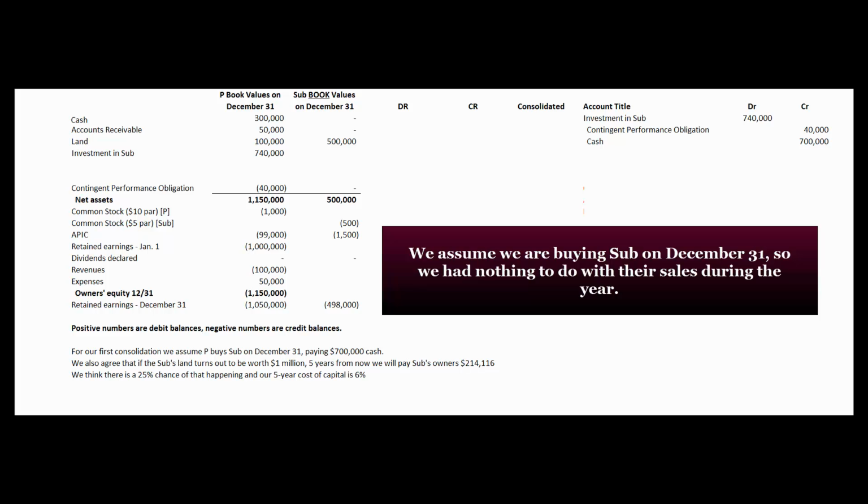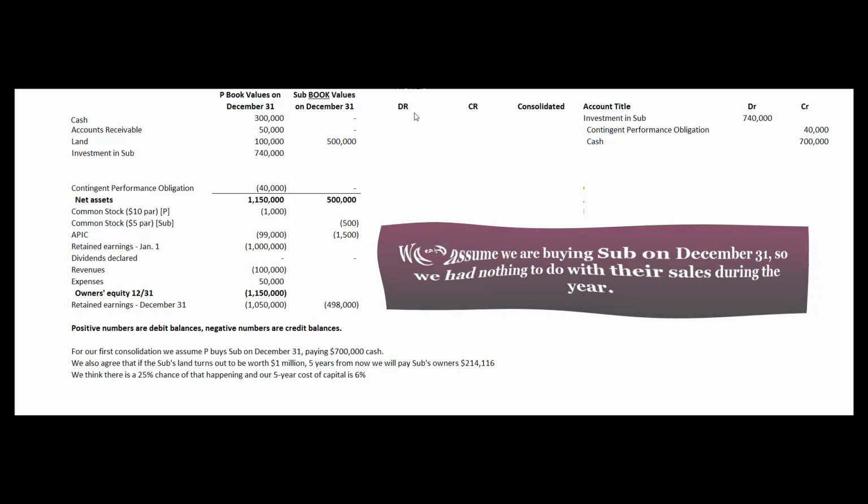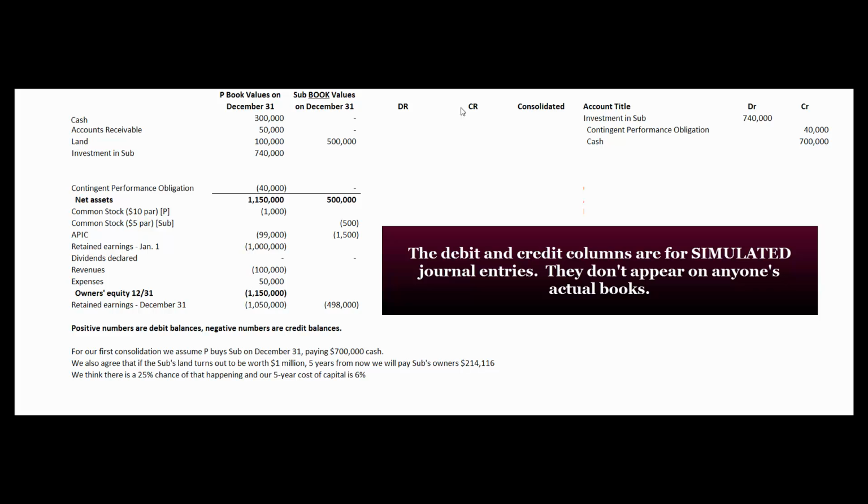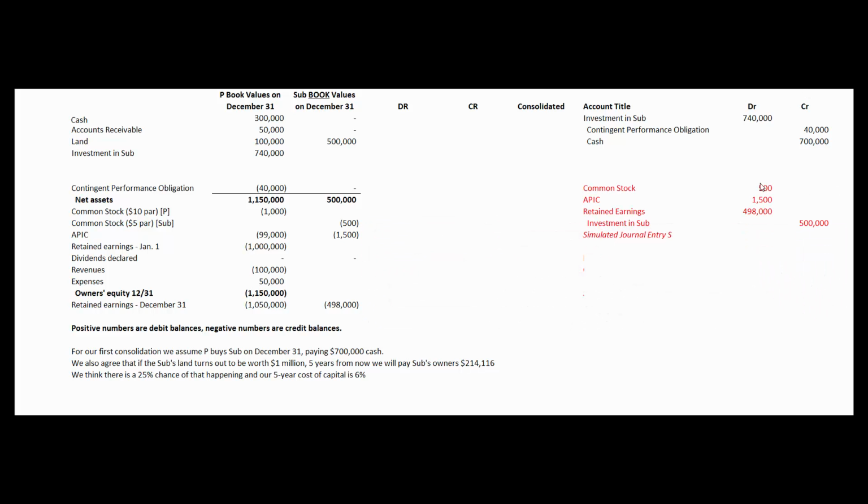So the next step is to create a worksheet to simulate consolidated financial statements. We've got the book values of P here, got the book values of S here. We've closed out the revenue and expenses of sub. We didn't have anything to do with those sales, so those shouldn't show up on our books. We've got our debit and our credit columns here. These are for simulated journal entries that aren't really going to show up on anybody's books. They're just going to show up on our worksheet where we simulate the consolidation, and the last column is going to be our consolidated financials. Let's put these consolidating journal entries in red font so that we remember they don't show up on anybody's books.